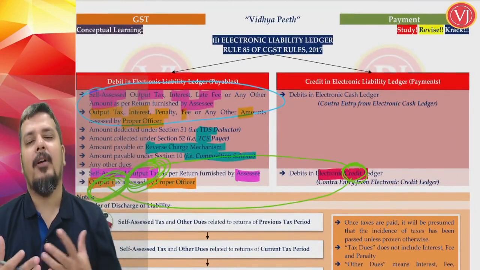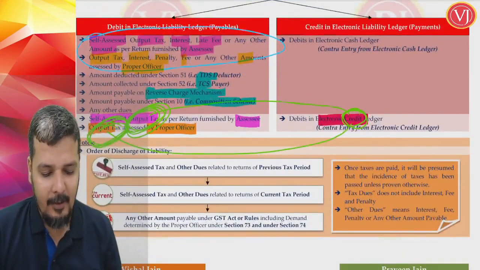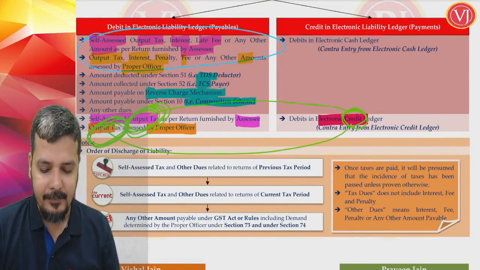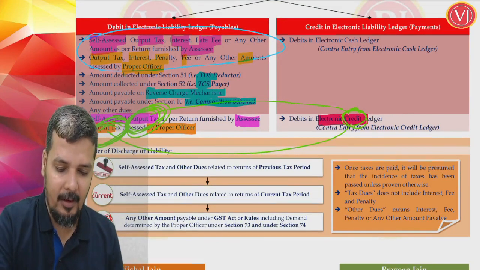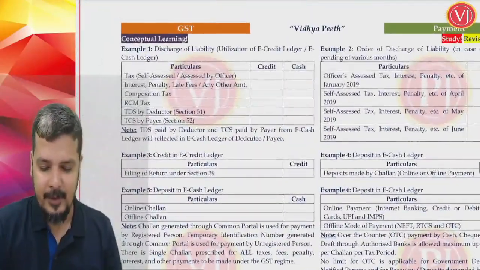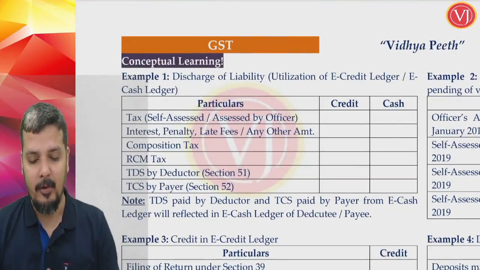And when I am talking about your tax, that output tax can be ascertained by the assessee or by the officer. So that is the difference point. Now what is the order of discharge of liability? In which order are you going to discharge your liability? Let us see this order of discharge of liability by way of an example, because this can be explained in a very simple example. There are example 1 and example 2; let us touch example 1 first and then move on to example 2.